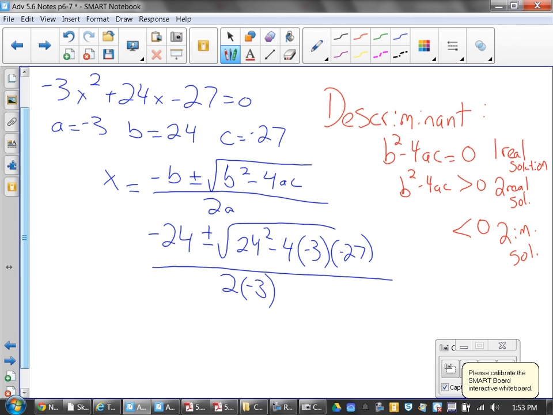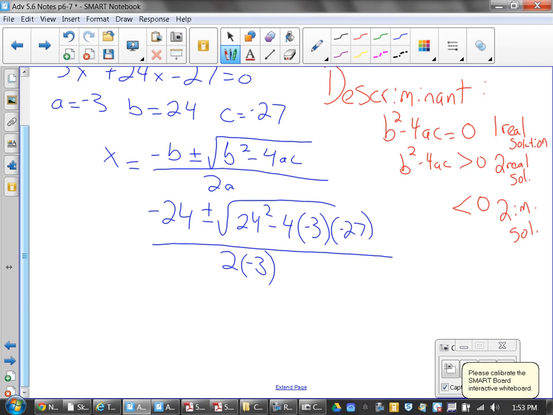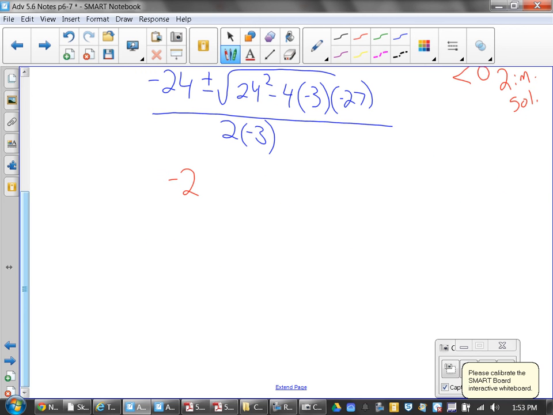Now, this is kind of a larger example. To be honest, I wouldn't use the quadratic formula with this problem. To make it easier, I would have completed the square. But when you do all this stuff underneath, what do you get underneath the radical? What's the discriminant? It's 252. So you wind up with negative 24 plus or minus the square root of 252 over negative 6. Are you okay with that?